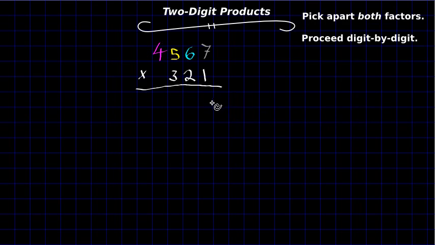We start with the low order digit of the bottom factor, which is that guy. So 1 times 7 is 7, which goes there, lined up under the 1. And 1 times 6 is 6, which goes there. 1 times 5 is 5, which goes there. 1 times 4 is 4, which goes there. We now move on to the second digit in the lower factor, which is that guy.